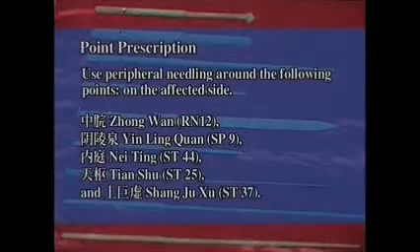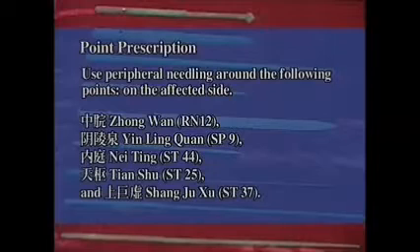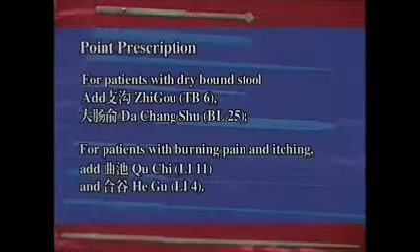Point prescription. Use peripheral needling around REN 12, spleen 9, stomach 44, stomach 25, and stomach 37 on the affected side. Add triple burner 6 and bladder 25 for patients with dry bound stool. Add large intestine 11 and large intestine 4 for patients with burning pain and itching.